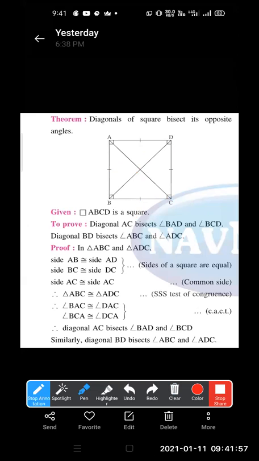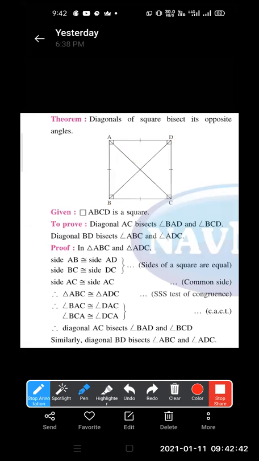Now see here, angle BAC is congruent to angle DAC. Why? Because these two triangles are congruent, so they are corresponding angles of the congruent triangles. Similarly, we can write angle BCA is congruent to angle DCA, because they are corresponding angles of the congruent triangles.